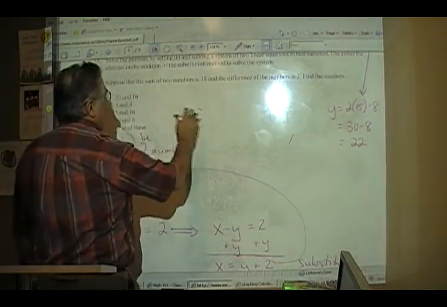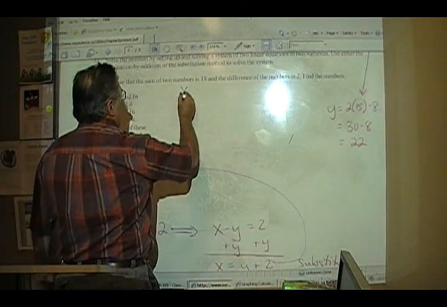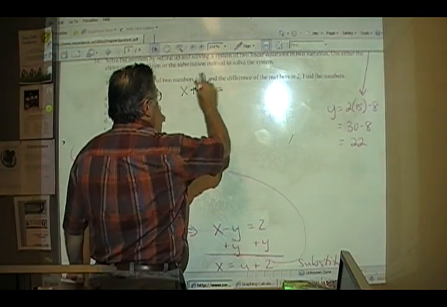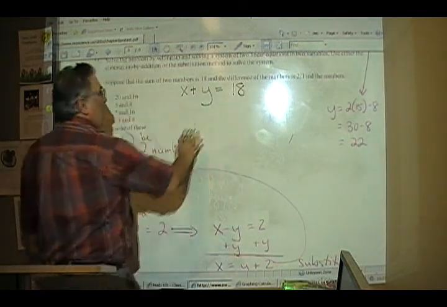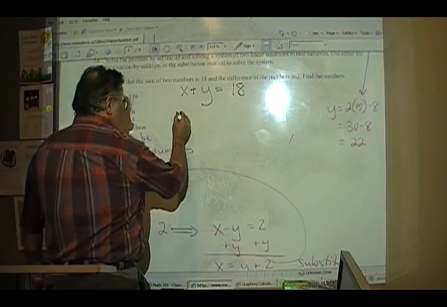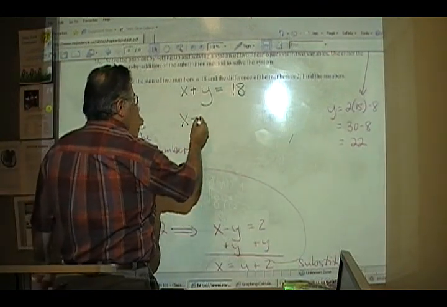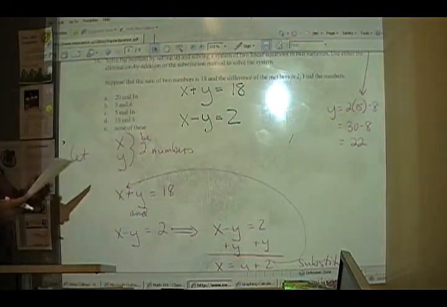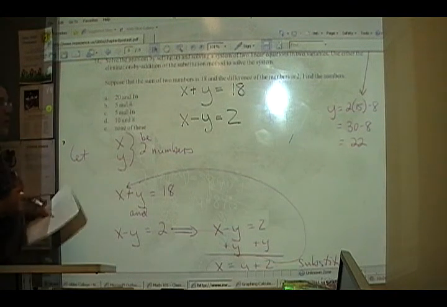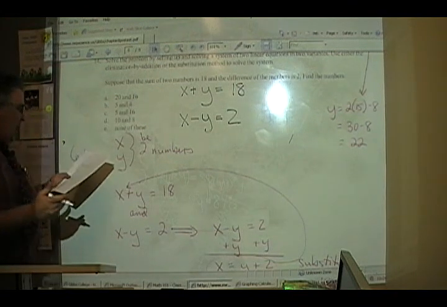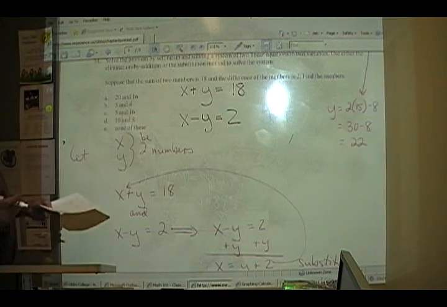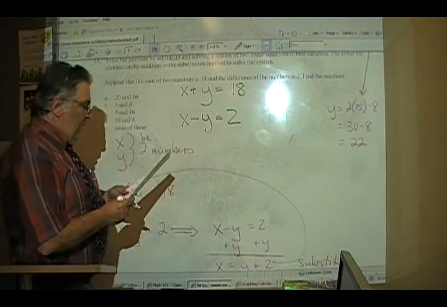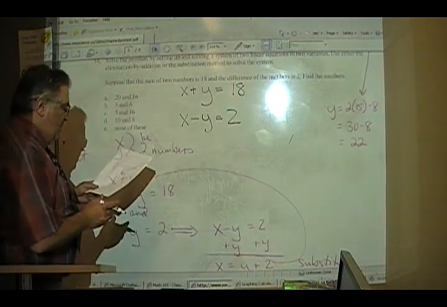Now let's read the problem first and see if we can come up with some equations. The problem says that the sum of two numbers, so let's call the two numbers x and y. A sum is an addition, so x plus y equals 18. The second part says the difference of those two numbers. By difference, we mean subtraction. So x minus y is 2. Then it says solve for the two numbers. What two numbers are going to give us that answer? Now we can make a table with x and y and figure out if x is this, then y is that, when it's going to equal 18, and see when the difference is 2.